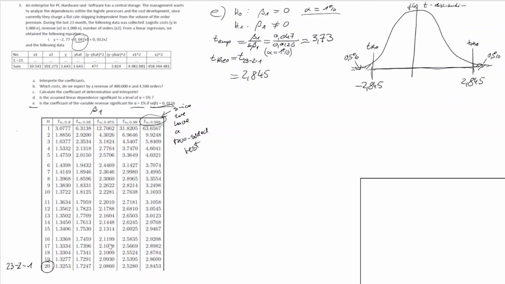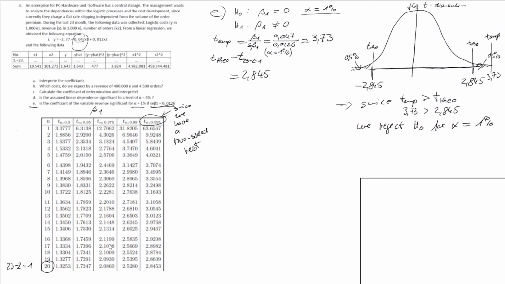Well, and then we are somewhere here, 3.73, and thus, since T emp is larger than T theo, 3.73 versus 2.845, we reject H0 for alpha equals 1%.